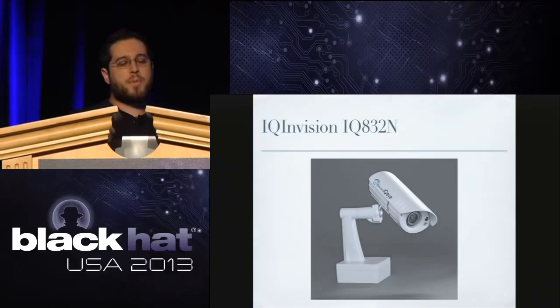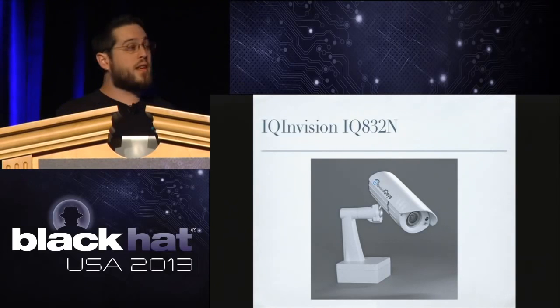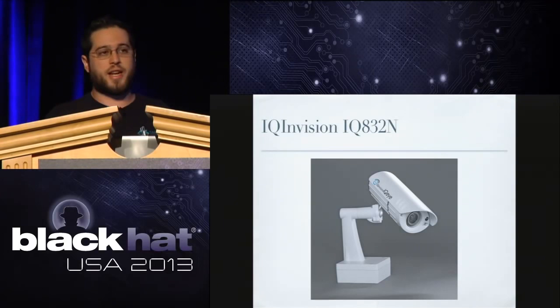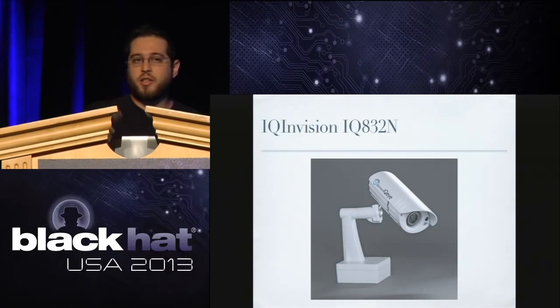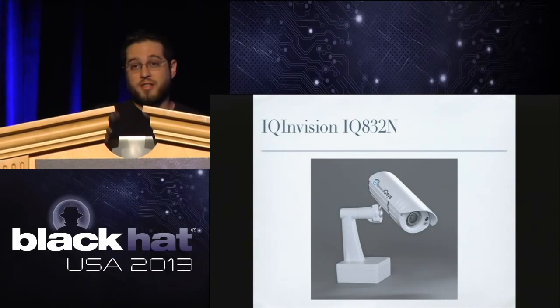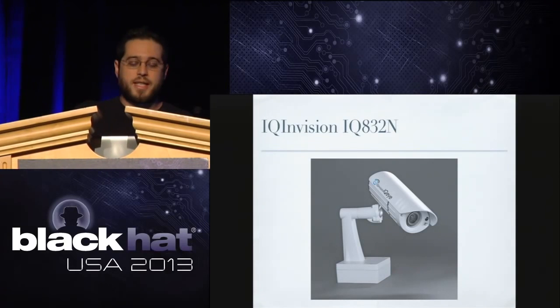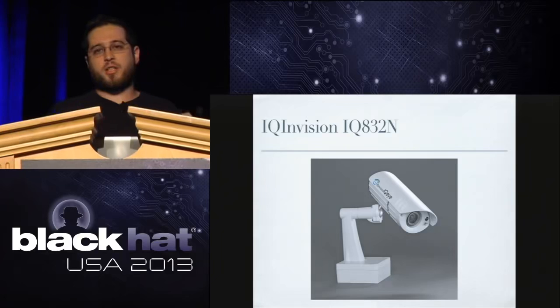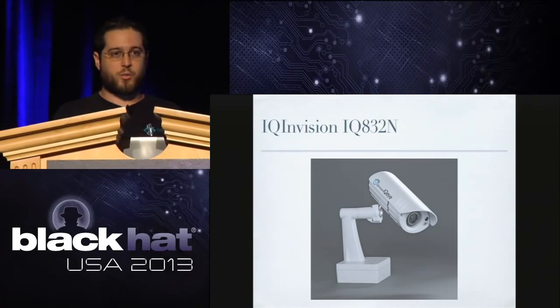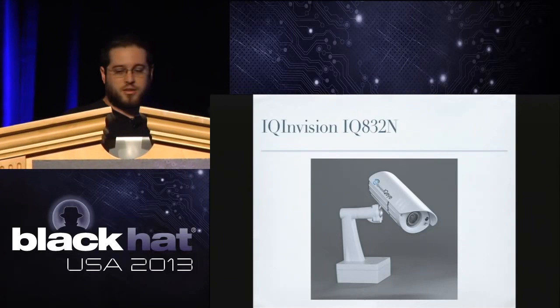So I picked on IQ Envision, partially because they make some really expensive high definition cameras. The IQ 832N, for example, will run you over $1,000 a piece. So it's certainly not cheap. The main reason though is that these are the guys who make the cameras that are used in the business complex where I work. So it was a little more personal.